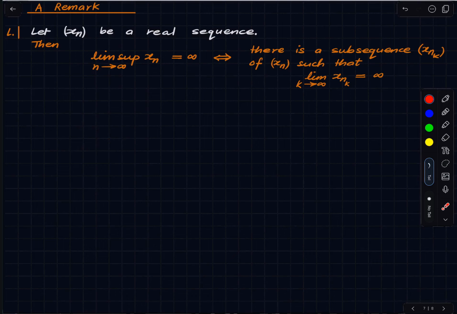Okay, so next lecture we will look at the notions of limit inferior and limit superior in a different light.